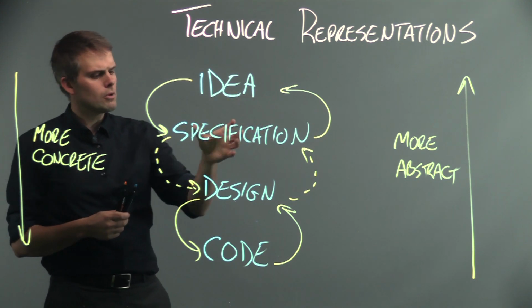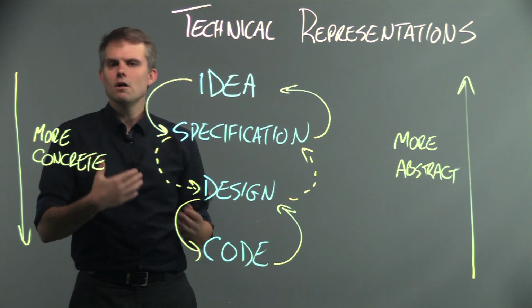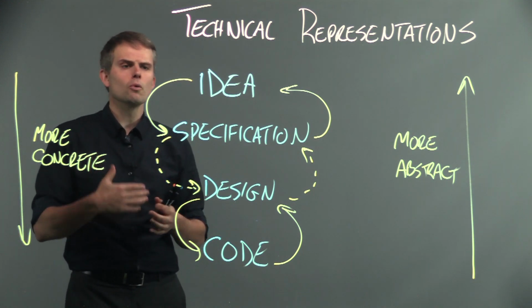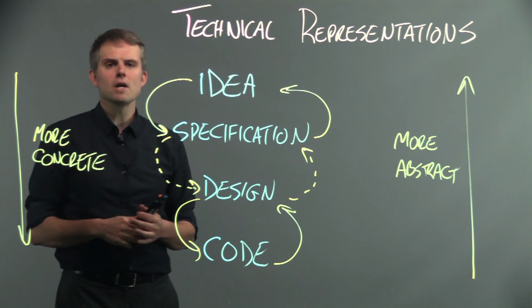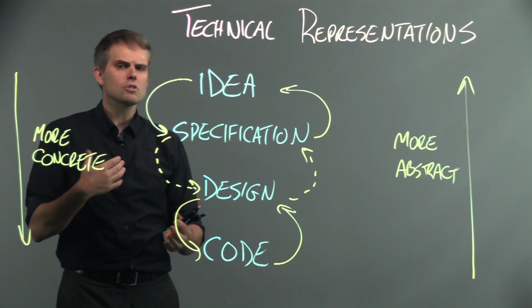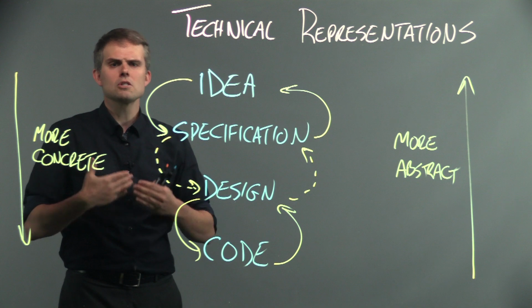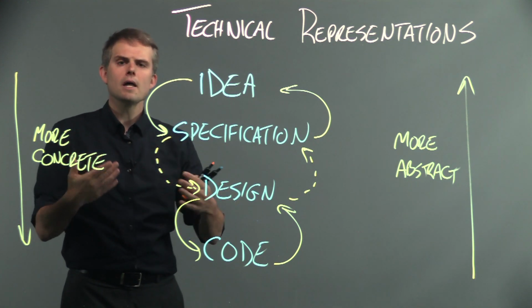Right? So these different representations provide different value for different stakeholders, and every system will have multiple layers of technical representation that'll be used to help provide clarity on what the system is, what the system does, and how it should be built.